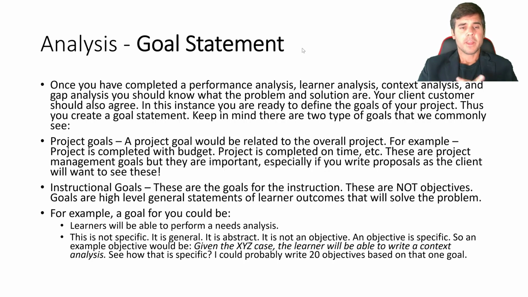So we have 2 kinds of goals that we really want to write. The first one is a project goal, and a project goal is related to the overall project. For example, the project will be completed within budget. The project will be completed by quarter 3 of this year.